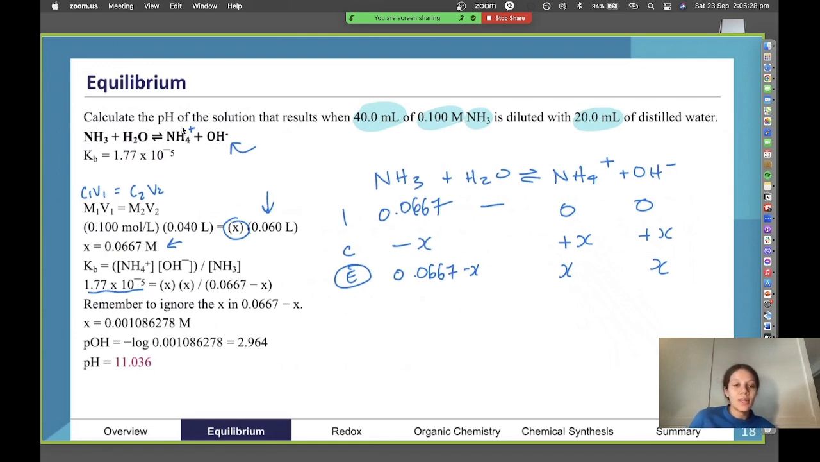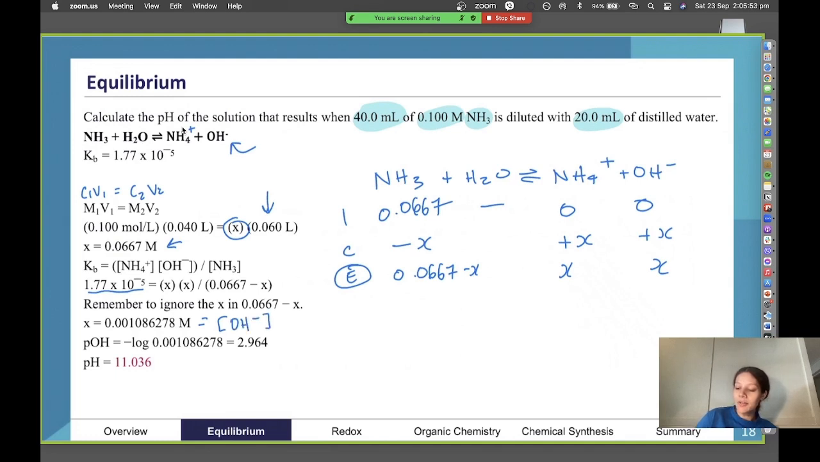Now we can ignore the x in 0.0667 because it's very weak, we can just recognize ammonia as a weak base. So the change is so small that we don't even really need to factor it in. But again, if you left it in, I don't think it would affect the answer too much. So then we get what our x value is, and that's going to be equal to our OH minus.